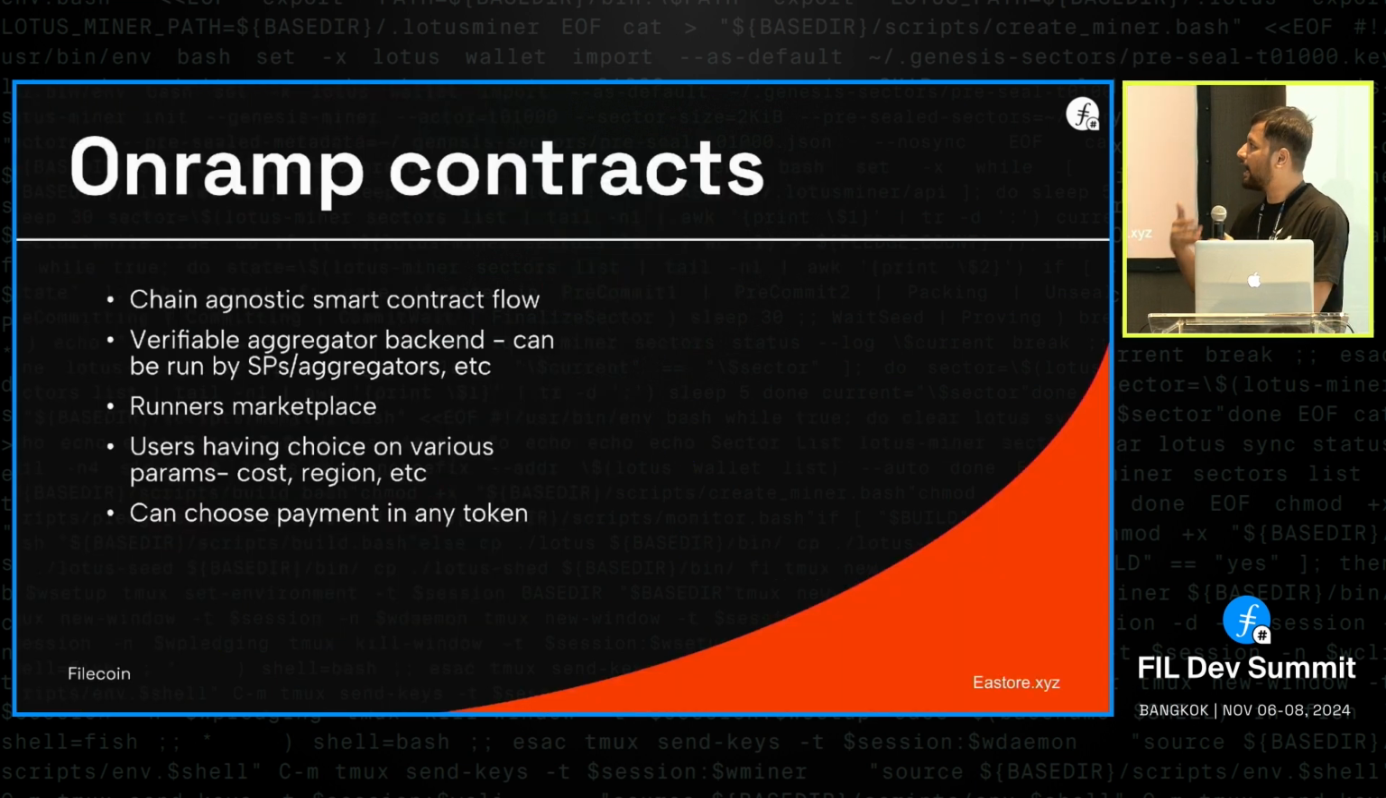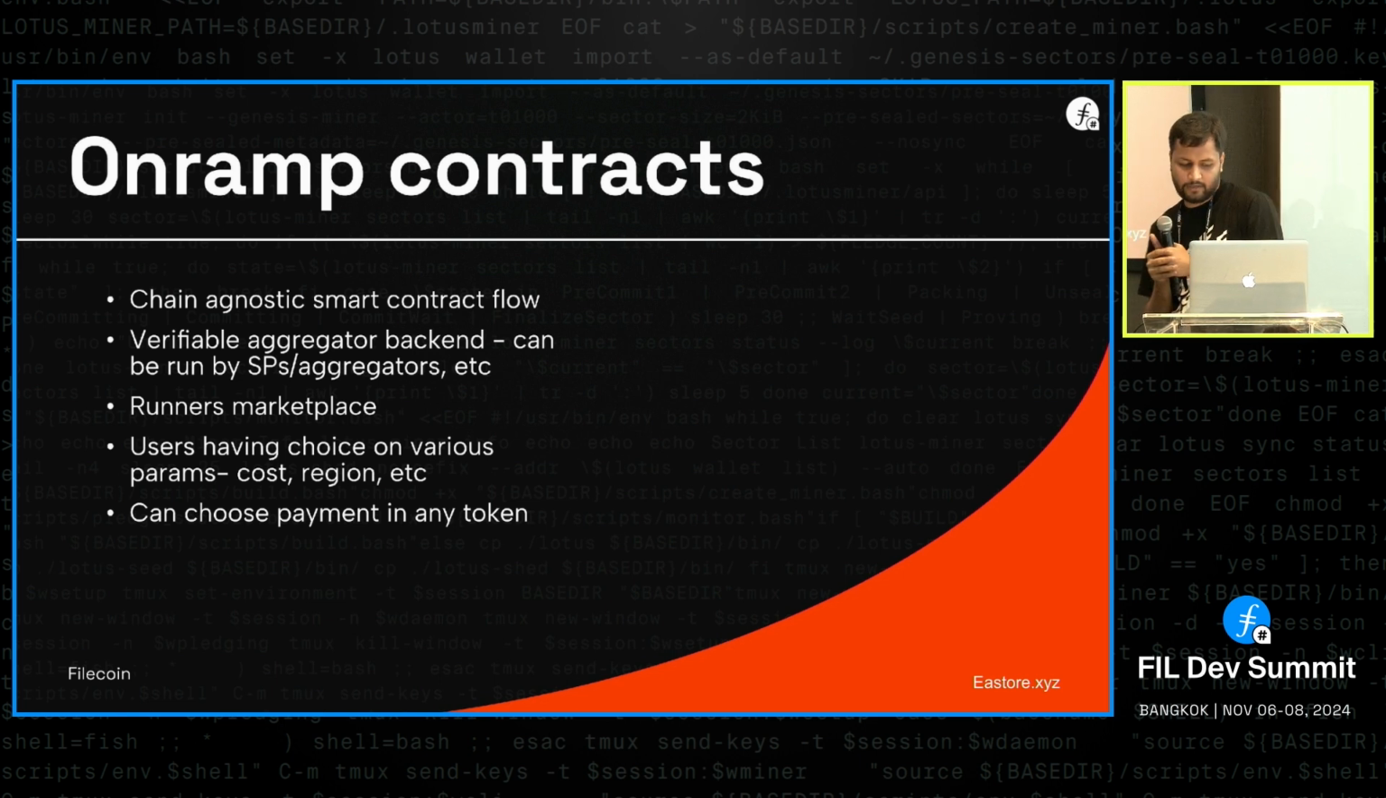So how does eStore solve these problems? The first important feature is the Onramp contract that was developed by Philo's team, and I worked on it to improve a few things. What are the features of Onramp contracts? First of all, it allows you to store from any chain, like Optimism, Ethereum, Arbitrum, from any chain onto Filecoin through a smart contract flow.